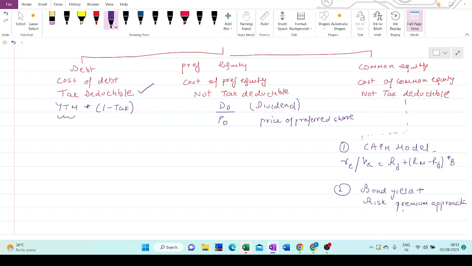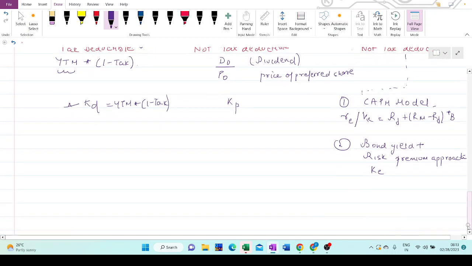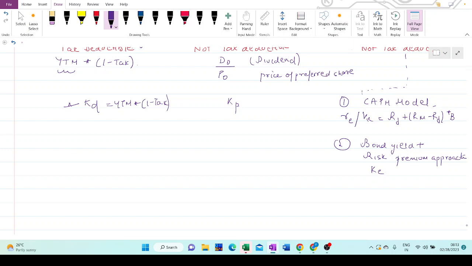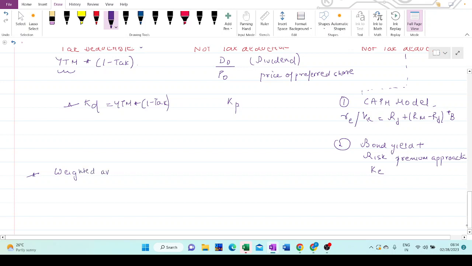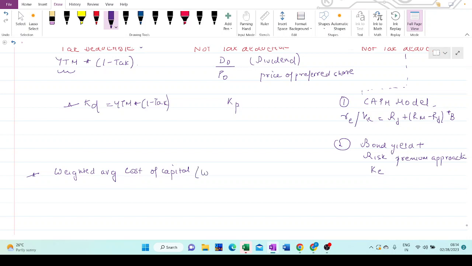Right. So this is the broad idea. Now guys, we'll address cost of debt as KD. Right. KD is YTM into 1 minus tax. We'll address cost of preferred equity as KP. We'll address cost of common equity as KE. Right. Okay. Now the name of the reading is cost of capital. Right. So the goal here is to calculate the weighted average cost of capital. Short for this is WACC.